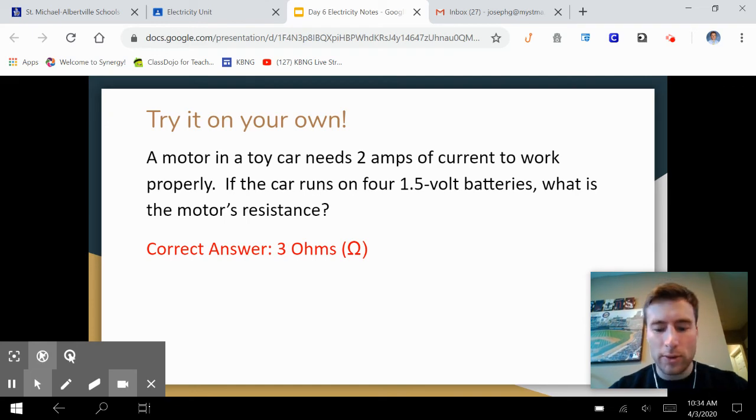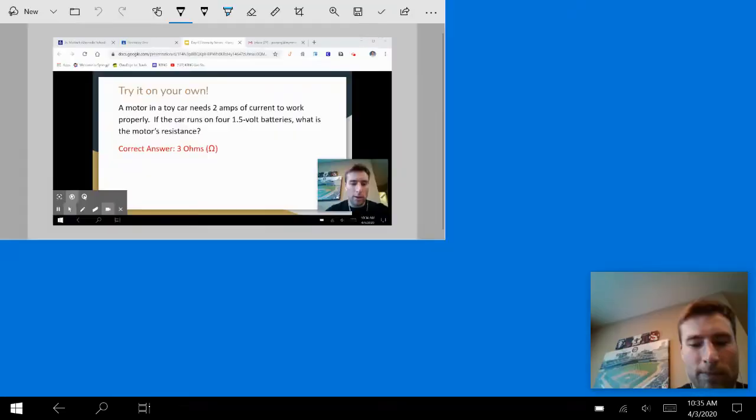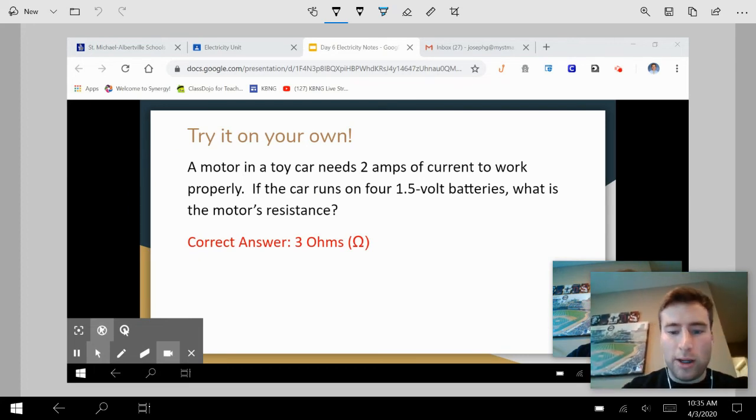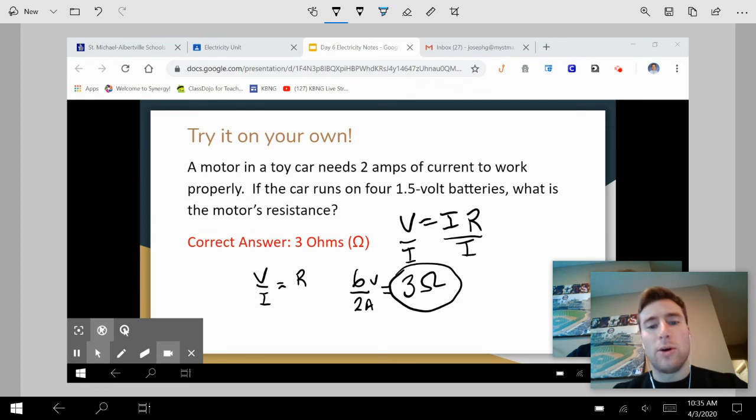Okay, so let's go over this one. In this example, we have still V equals I R, and we're looking for R. So to solve it, we could just divide both sides by I, which gets R by itself. So we're already set up. So V over I equals R, and now we can sub in and solve right away. So if our voltage is 1.5 times 4, because there's four of them, you add each one of them together, we have 6 volts over 2 amps. When you divide those two, 6 divided by 2 is 3. And because it's resistance, we're looking for ohms.